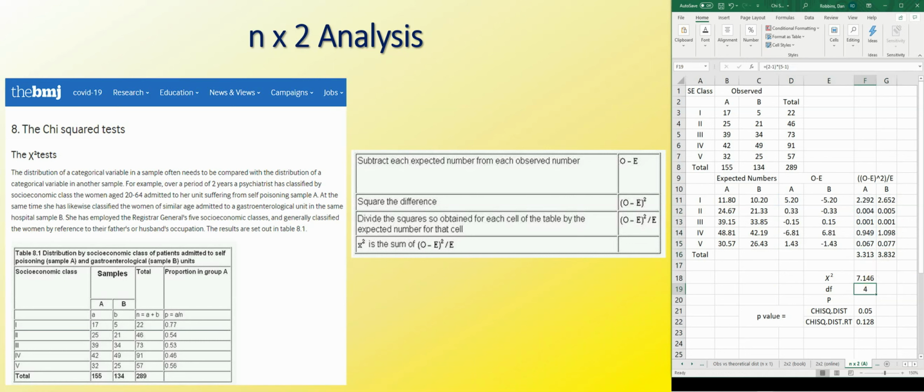So here we have our chi-squared value. If you remember the process for degrees of freedom, we count up our rows. We have 5 rows, subtract 1, which gives us 4. We have 2 columns, subtract 1, that gives us 1. 4 times 1 gives us 4 degrees of freedom.